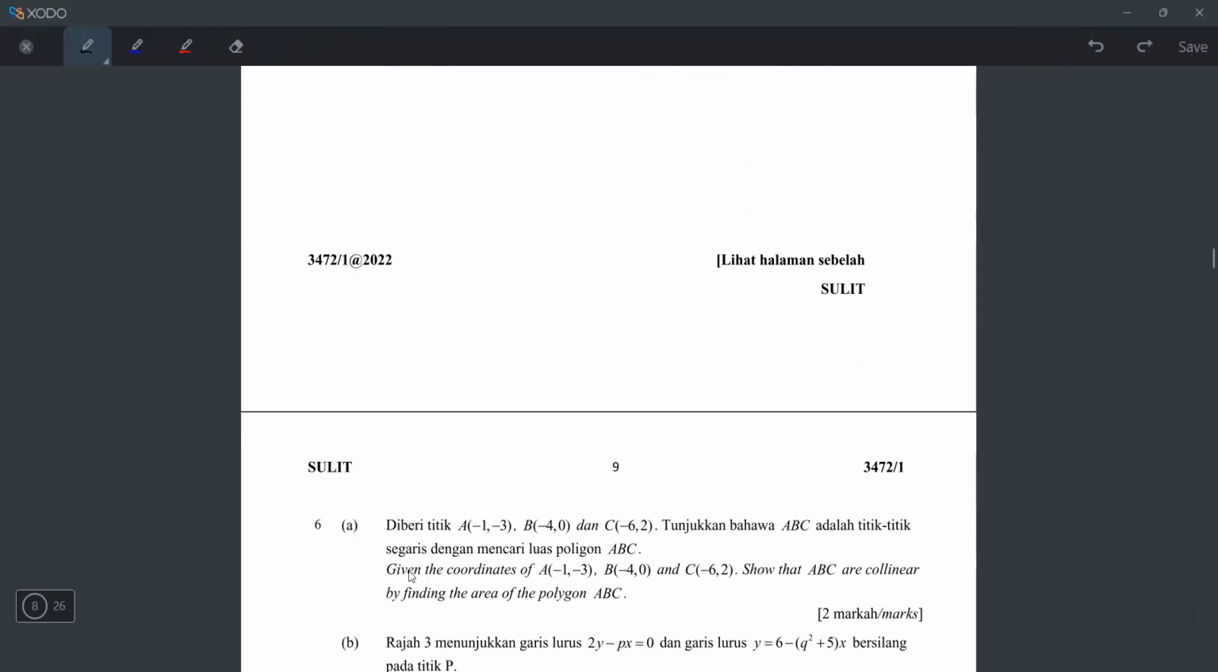Okay, number 6. Given the coordinates of A, B, and C, show that A, B, and C are collinear by finding the area of polygon ABC. So they want you to show that A, B, and C are collinear. So this is A, this is B, this is C. How can I show that they are collinear?